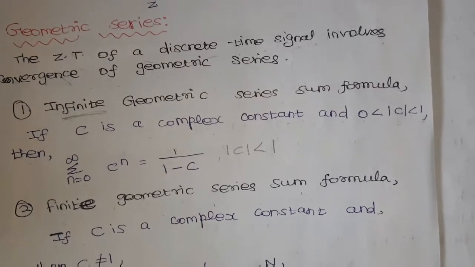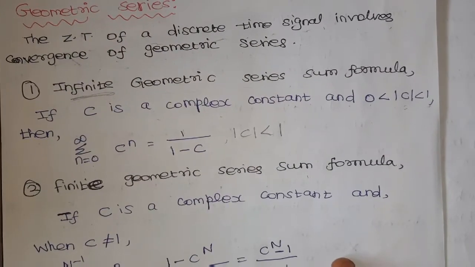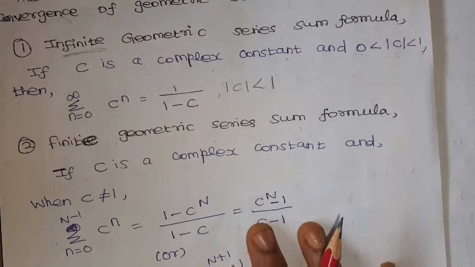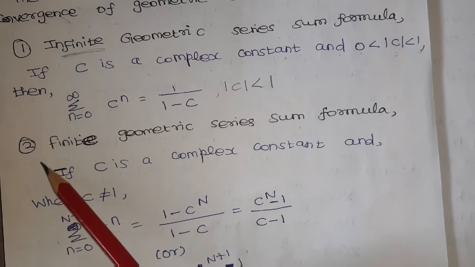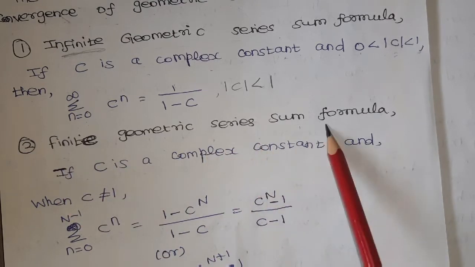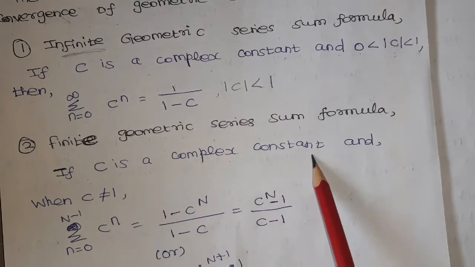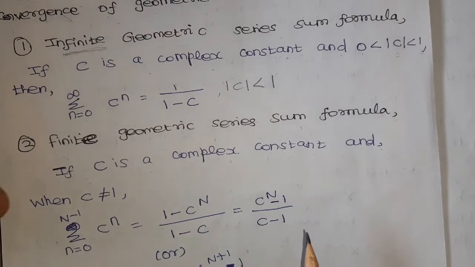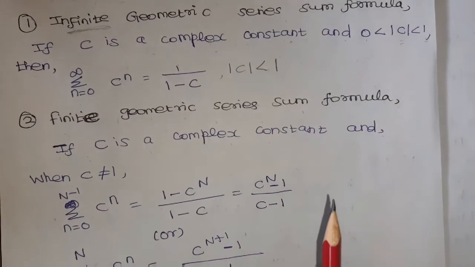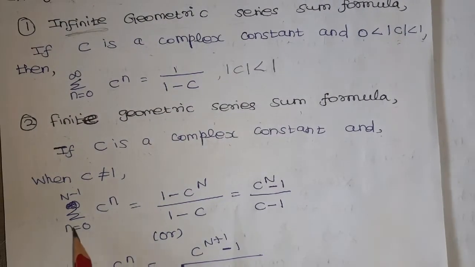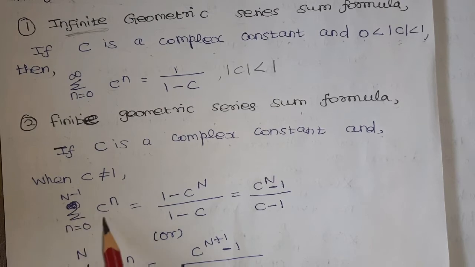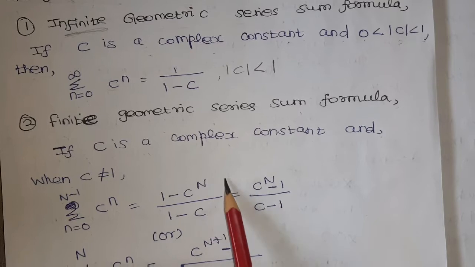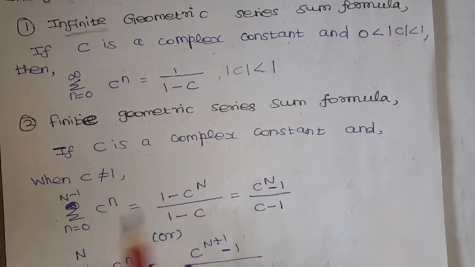Next one is the finite geometric series formula. What is the finite geometric series formula? We'll see. Finite geometric series sum formula. If C is a complex constant and C is not equal to 1, and it is up to some finite value, summation n equal to 0 to n minus 1, C power n is nothing but 1 minus C power n divided by 1 minus C.